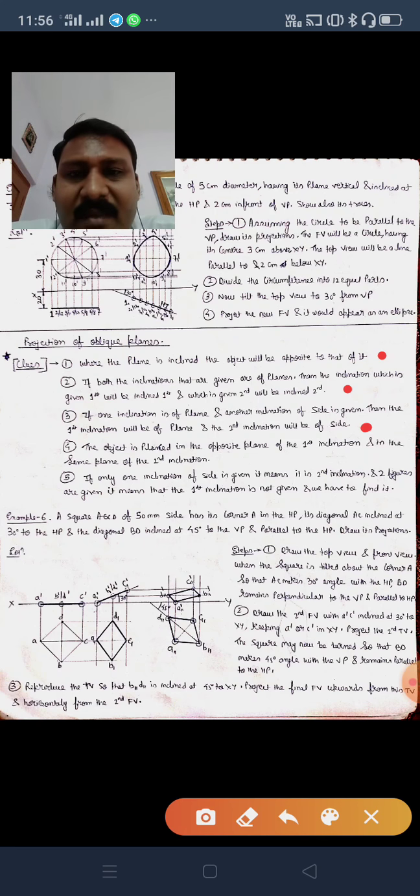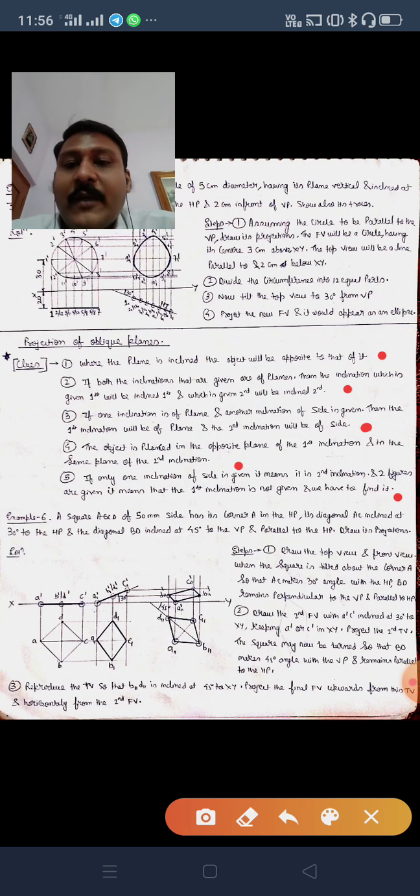Okay, now the more tricky part is point number 4, which I have already explained. The object is placed in the opposite plane of the first inclination and in the same plane of the second inclination. As I have already said, where the first inclination is given, the object will be drawn opposite to that of it, and where the second inclination is given, the object will be drawn on the same plane. The fifth point is more tricky.